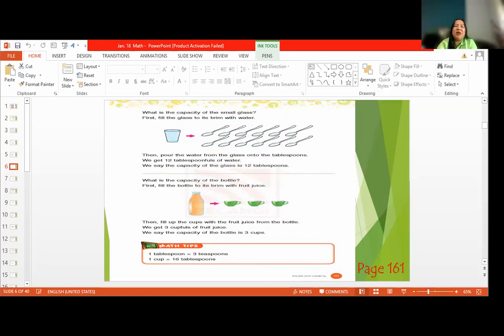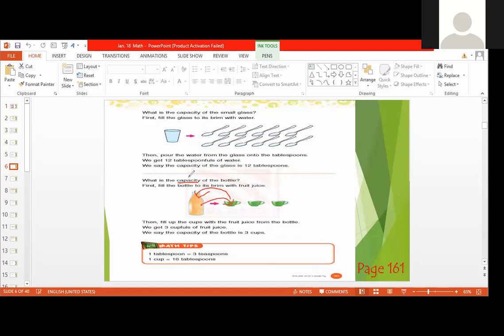Okay. How about measuring by cup? This is another example. What is the capacity of the bottle? We are looking for the capacity of this bottle. First, fill the bottle to the brim with fruit juice. So we are going to use fruit juice to fill it up. For capacity, what are we going to use? Put in or put out?